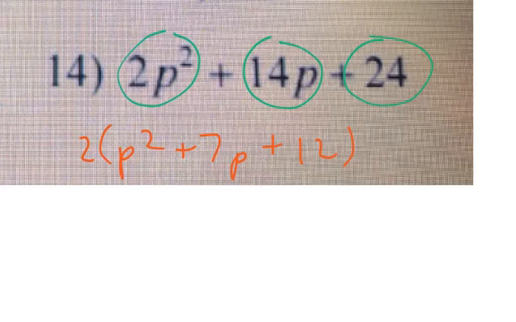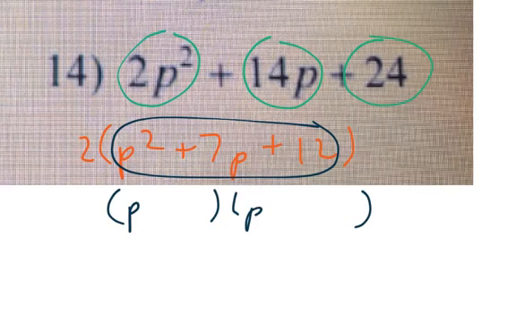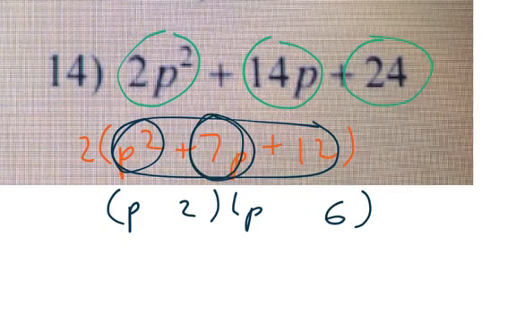That wasn't so hard, was it? Again, I'm just going to double check. That's 2p squared plus 14p plus 24. Okay. And now the trinomial can be factored into 2 parentheses, right? FOIL backwards. P times p is p squared. Now, 2 times 6 is 12, but that doesn't give me the 7, does it? Because 2 and 6 is 8. Or 2 minus 6 is 4.